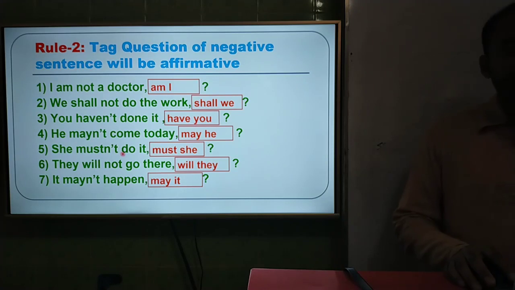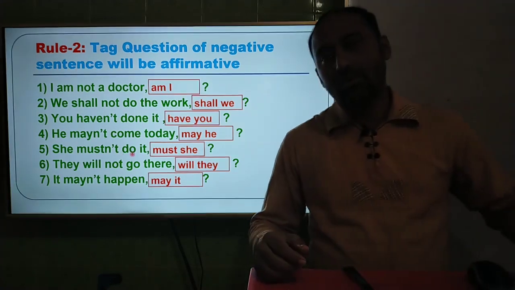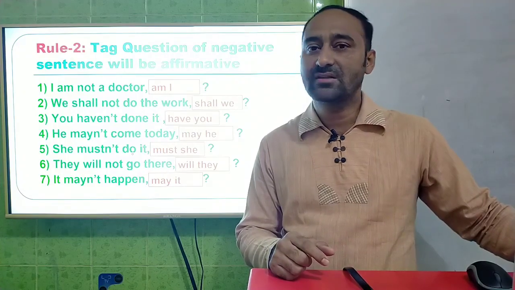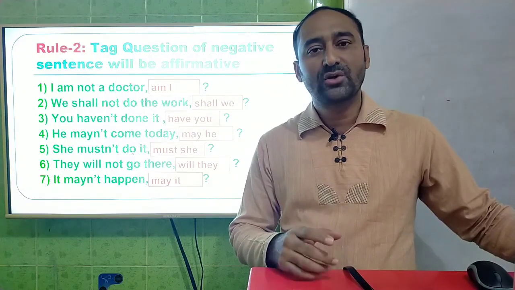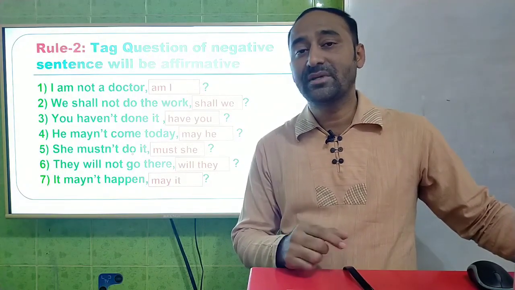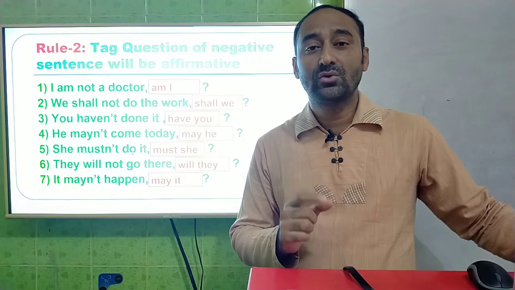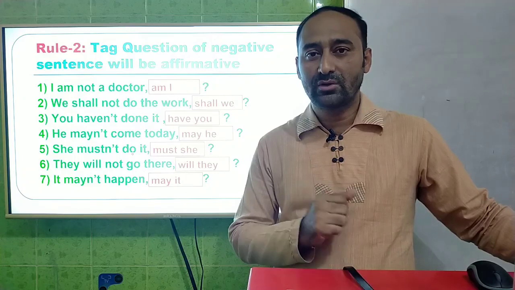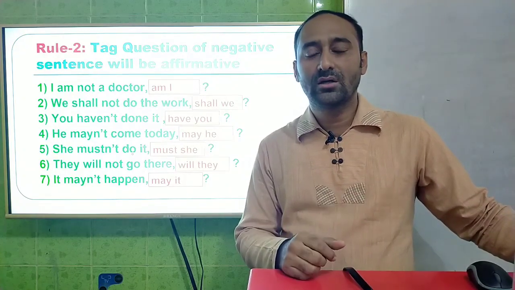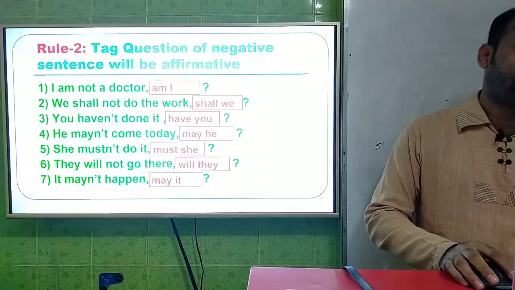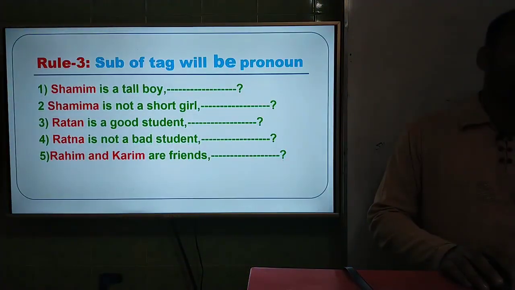Now dear students, we have understood that the two mother rules are: if the sentence is affirmative, the tag question will be negative, and if the sentence is negative, the tag question will be affirmative. These two rules are mother rules. We have to follow these rules to make tag questions. Okay, now I am going to rule number 3.